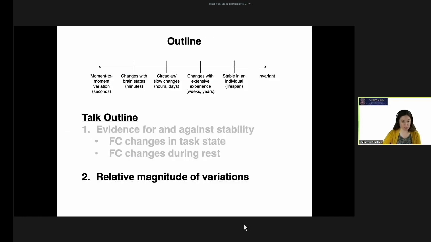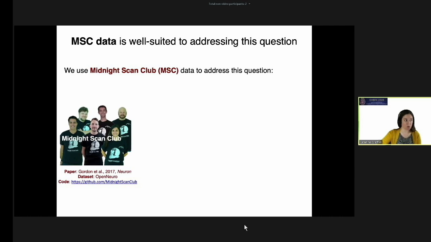So that's what I'm going to turn to in the second half of my talk, where I'll discuss some data that we have to speak to this issue based on a precision data set called the Midnight Scan Club dataset that was spearheaded by Nico Dosenbach and Steve Nelson and colleagues at WashU. Now, this data set is particularly well suited to addressing this question because it contains a lot of data from 10 different subjects who each came in for 10 different functional MRI sessions.